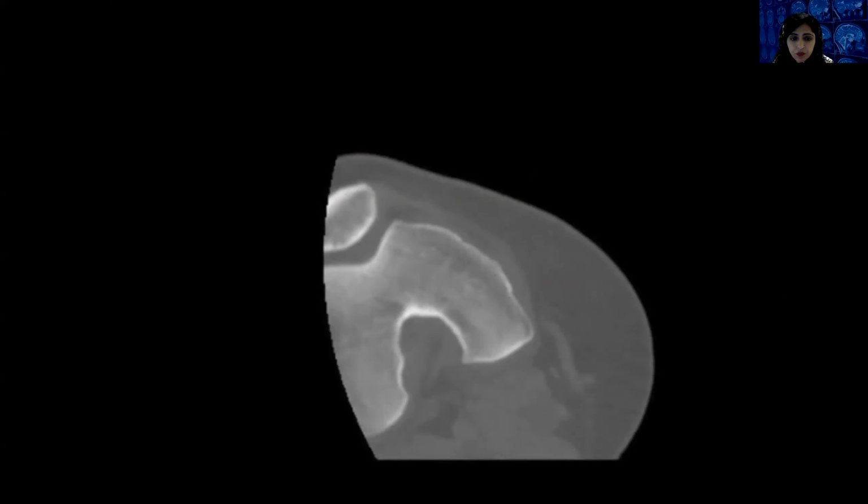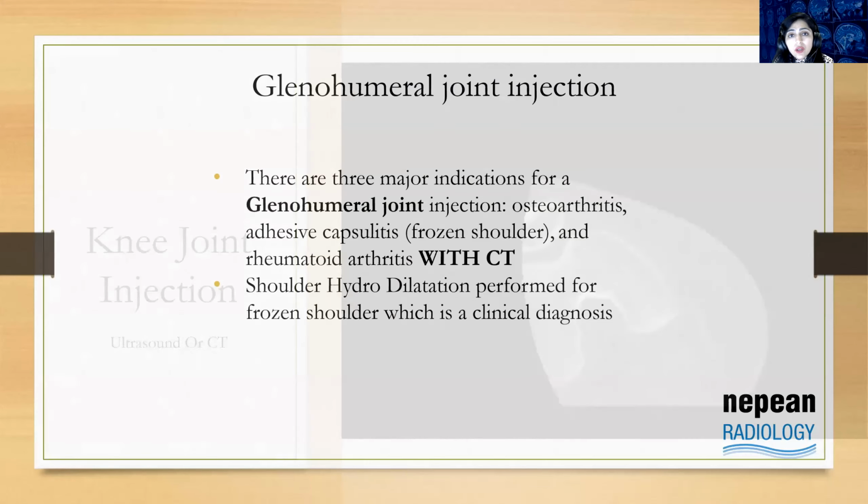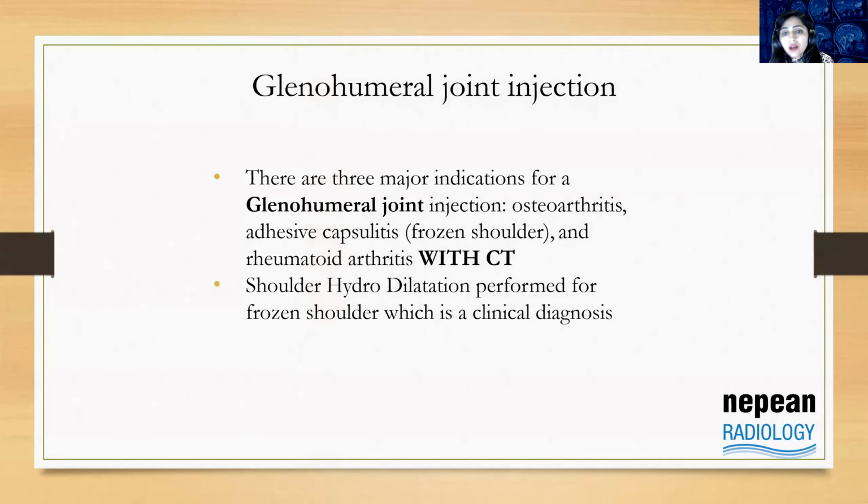Glenohumeral joint injection. There are three major indications for glenohumeral joint injection: adhesive capsulitis, also known as frozen shoulder, rheumatoid arthritis, and osteoarthritis. For osteoarthritis and rheumatoid arthritis, the injection is straightforward, just like other injections that we give. We can use 2 ml of Celestone and 3 ml of Marcaine.